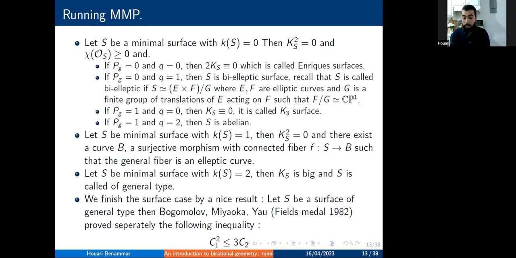So if S is a surface of general type, then Bogomolov, Miyaoka, and Yau proved the following inequality. This is a very nice inequality because it relates the positivity of the variety and the topology of the variety. So the inequality is: c1 squared, the square of the first Chern class, is less than or equal to 3 times c2. So c2 describes the topology, it is just the Euler characteristic, and c1 squared describes the positivity of the variety.